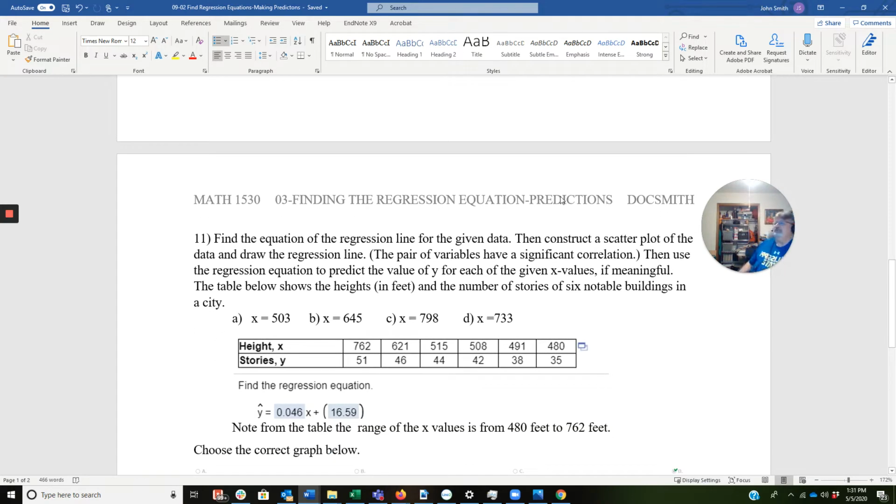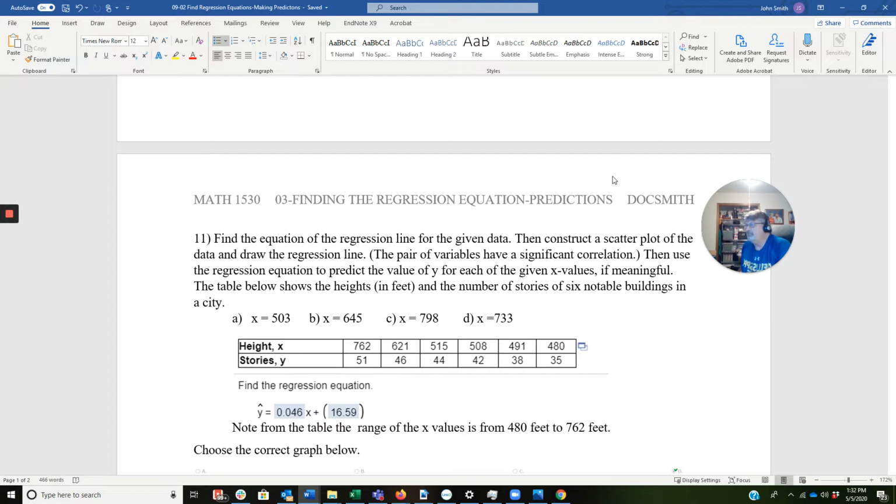So here is the question. Find the equation of the regression line for the given data. Then construct a scatter plot of the data and draw the regression line. The pair of variables have a significant correlation, and we're going to see that in just a moment. Then use the regression equation to predict the value of y for each of the given x values, if meaningful. The table below shows the heights in feet and the number of stories of 6 notable buildings in a city.